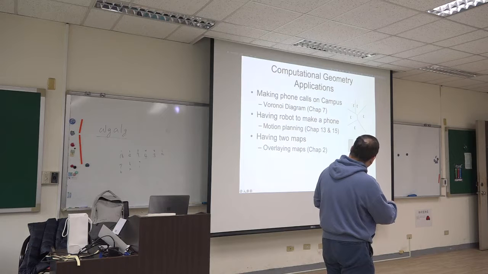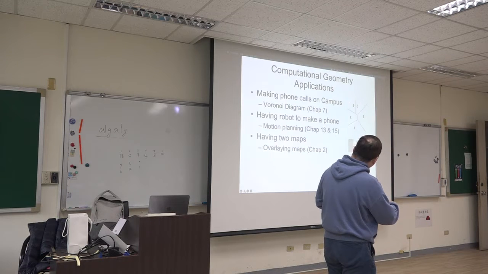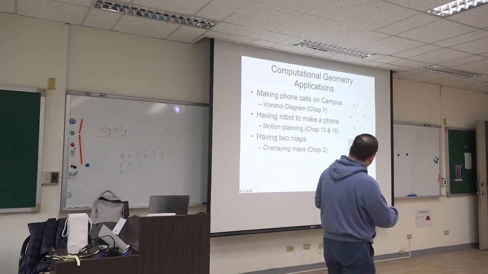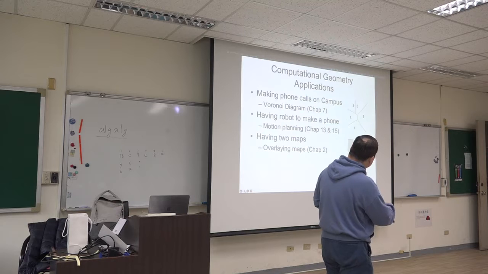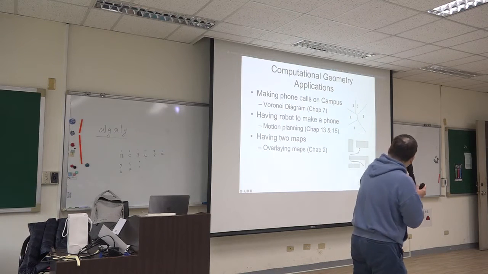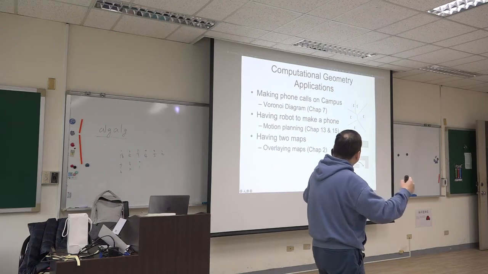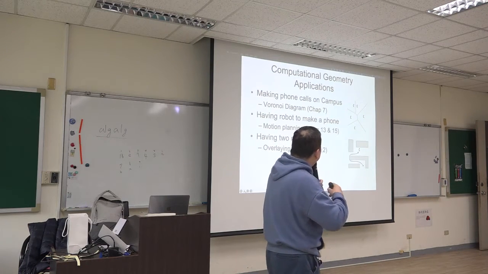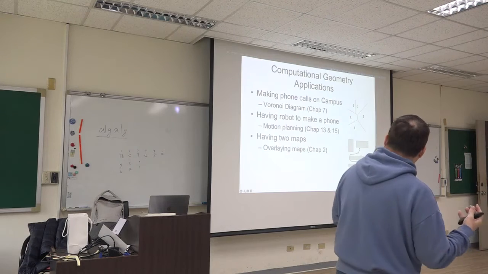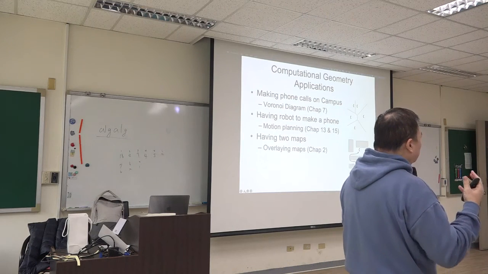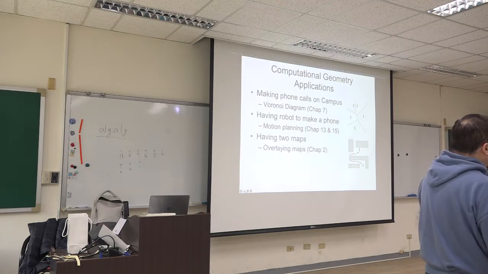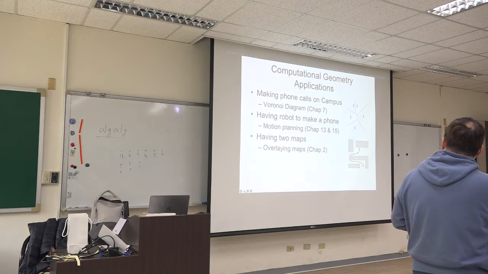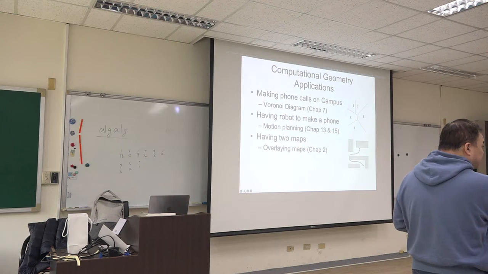Any of these points are closer to this phone booth than to all the other phone booths. And these points here are closest to this phone booth than any other phone booth. So you can divide this two-dimensional plane into a number of cells. Each cell represents an area that is serviced by a particular phone booth, right?